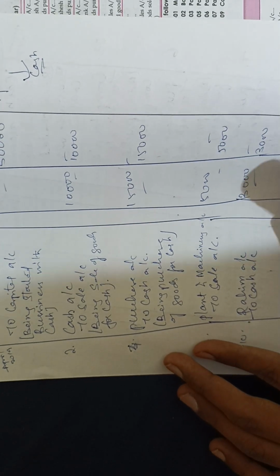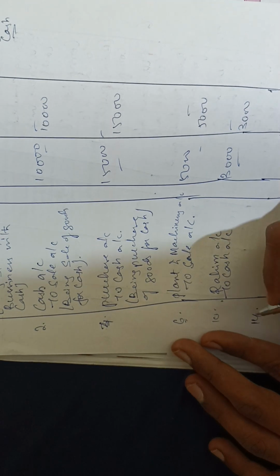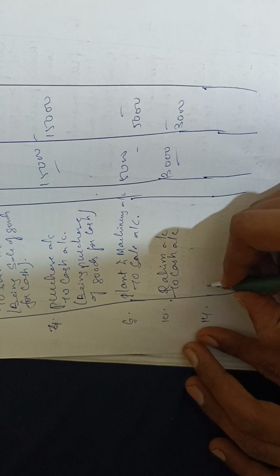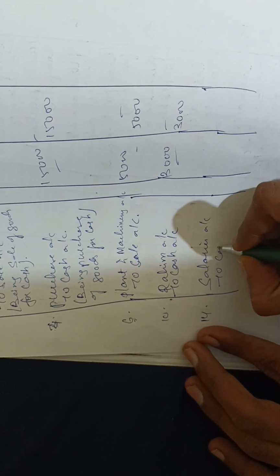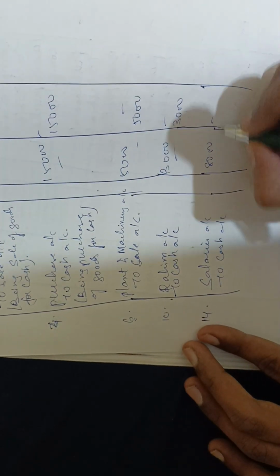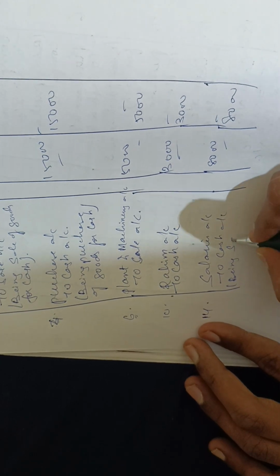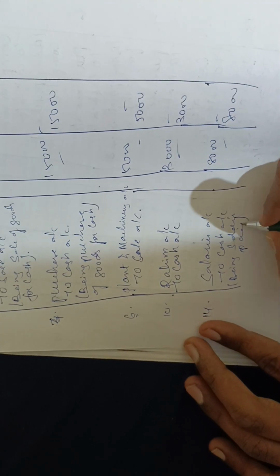We are going to move to the next transaction. Just see here, salaries paid. When you pay salary the cash will go out, so salaries account to cash account. The amount is 8,000 on both sides. Then the narration will be being salaries paid. This will be the journal entries.